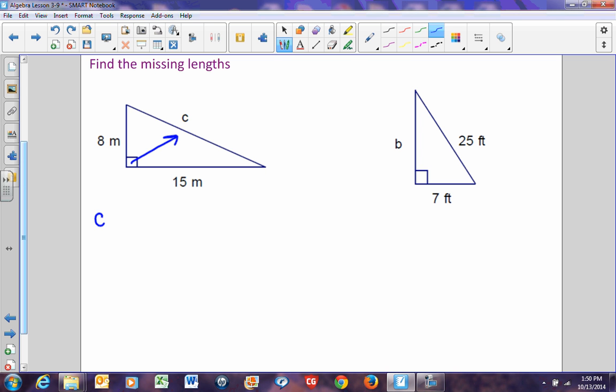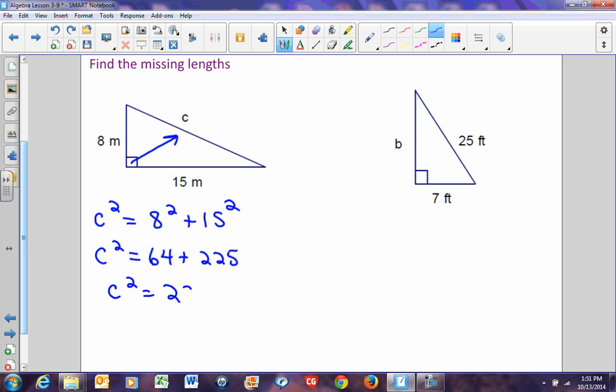So here I have C squared equals 8 squared plus 15 squared. And it doesn't matter if it's 8 squared plus 15 squared or 15 squared plus 8 squared. C squared is going to equal 64 plus 225. There, 15 squared is 225. And then I'm going to add those together. 225 and 64 is 289. C squared equals 289. But I don't want to know what C squared is. I want to know what C is.